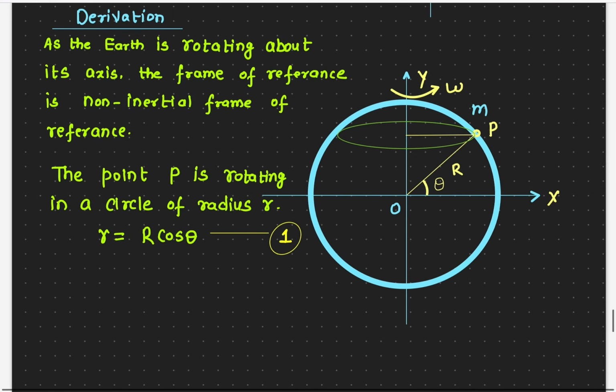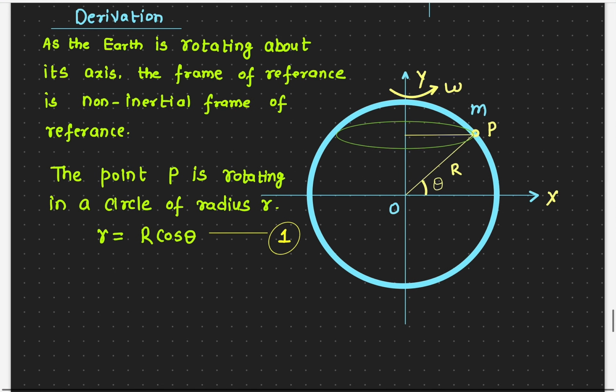So now if I look at this point here, and this point P is moving in a circle because the Earth is spinning about its axis. So if I look at this circle here, I can find out the radius of this circle. And how do I find out? So let's take a look into this triangle here. This angle is theta, so this angle must be theta. So this radius would be r cosine theta.